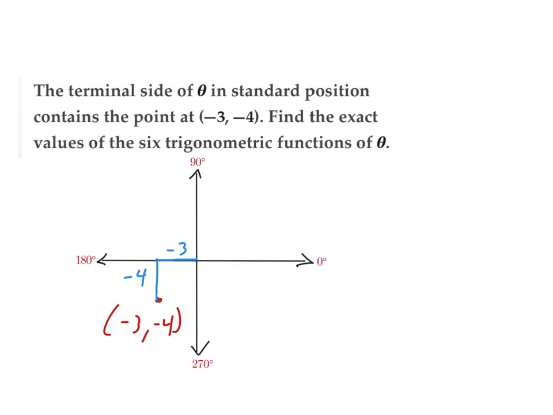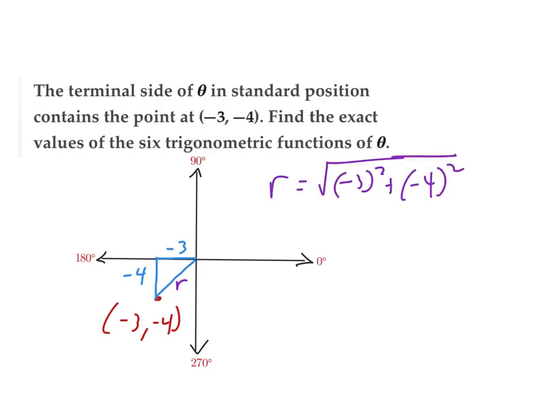My only problem now is I have to find r. How do you suspect I'm going to do that? Pythagorean theorem. So go ahead and find r. Keep in mind, r is always positive. Regardless of what x and y are, r will always be positive. What is r? 5. R is 5. Again, using the Pythagorean theorem, square negative 3, square negative 4, add them together, and that is 5.